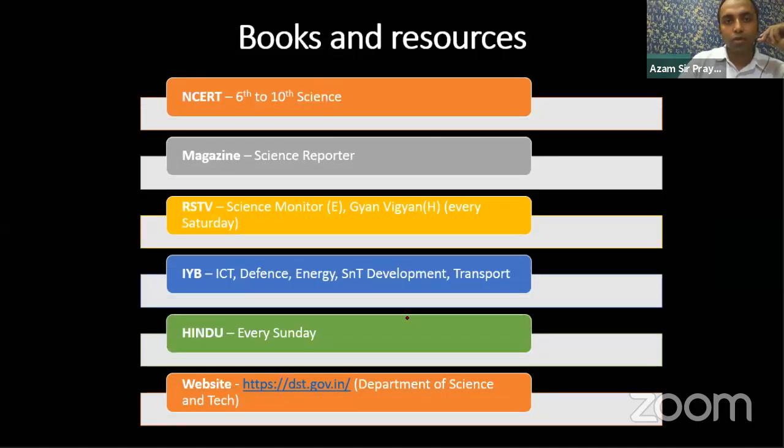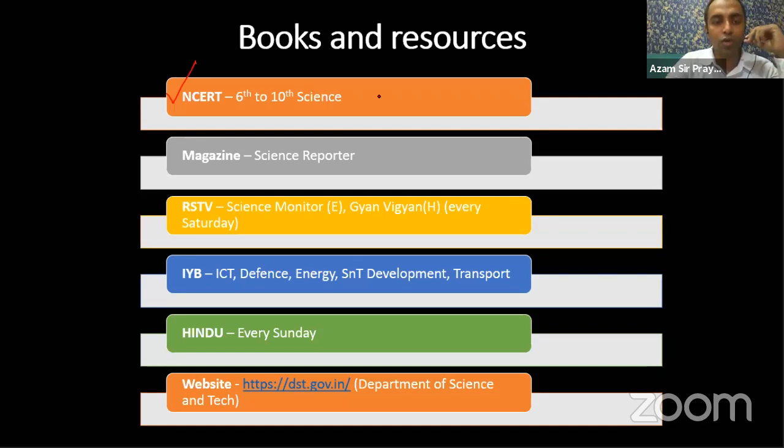What are the books that you should refer? The books and the resources, the standard book is the NCERT. You should of course not bypass the NCERT from 6th to 10th standard. I would suggest not to go for 11th and 12th standard, because 11th and 12th standard is more specific related to science. They are on the little difficult side. So I would suggest you to stick to 6th to 10th standard.